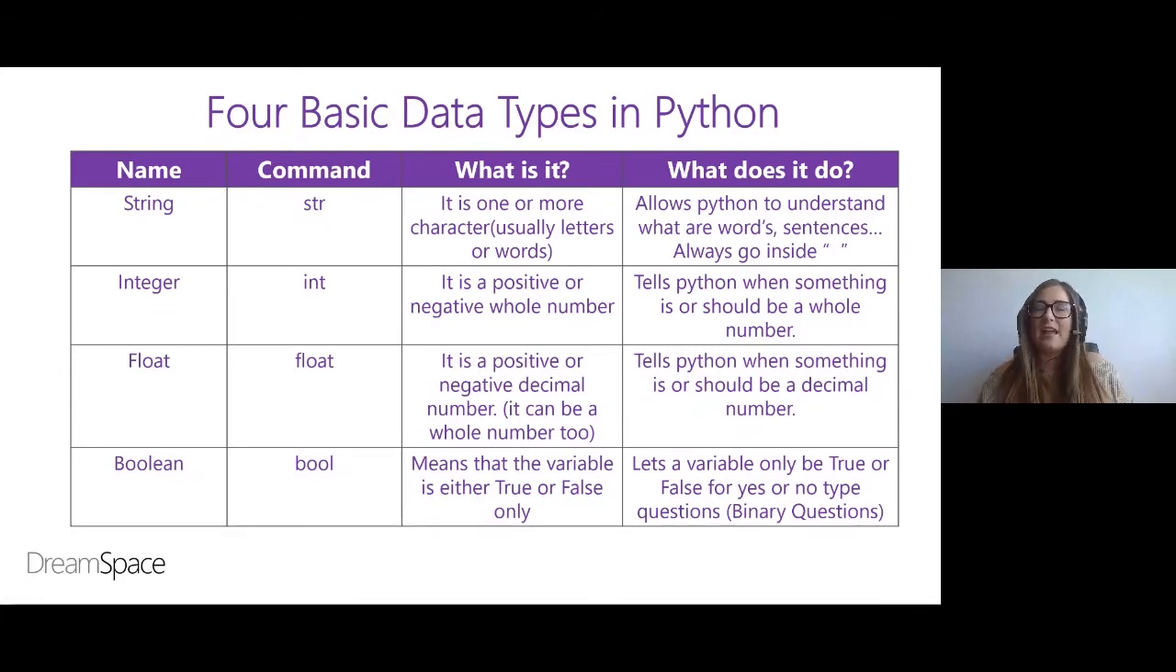And again, they can be positive or negative. So it might be -13.2 or 22.8. They're all floats, anything with a decimal place. And then lastly, we have our booleans, okay? And this just means whether the variable is either true or false.